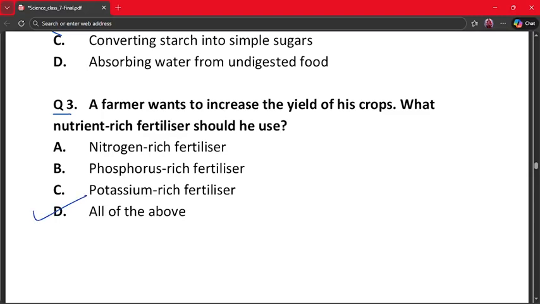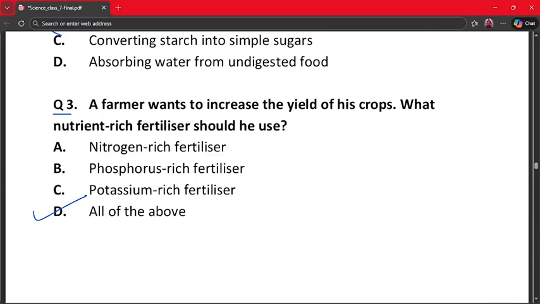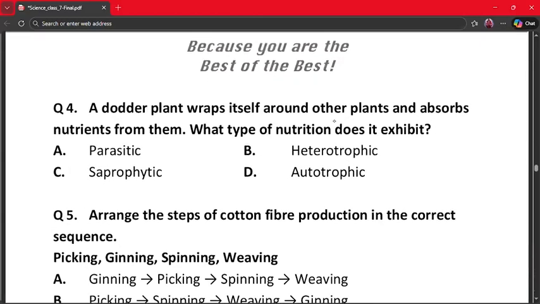Let's look at the crop needs one by one. Nitrogen helps in leaf growth. Phosphorus helps in root and flower development. And potassium improves overall plant health. So to increase yield properly, all 3 are needed, making D the correct option. Our next question is question number 4.